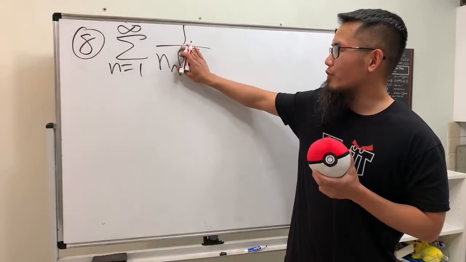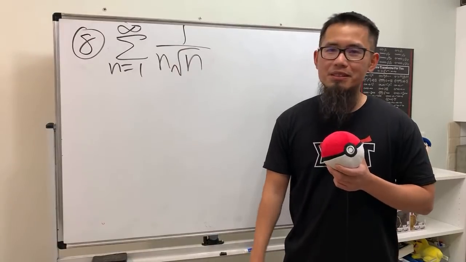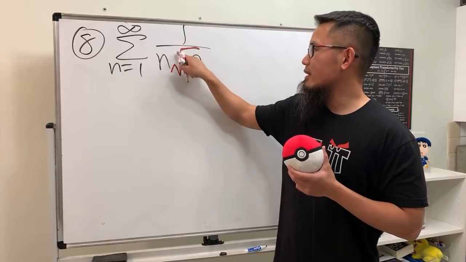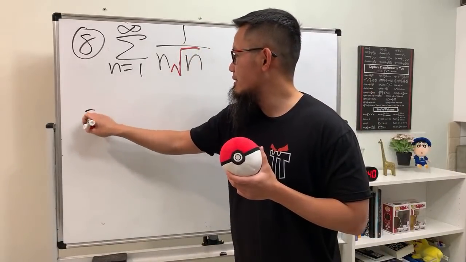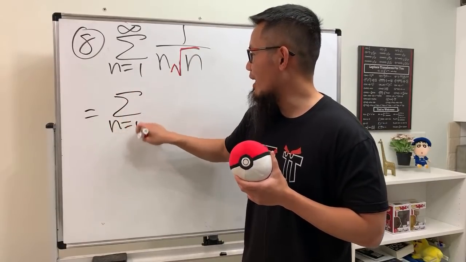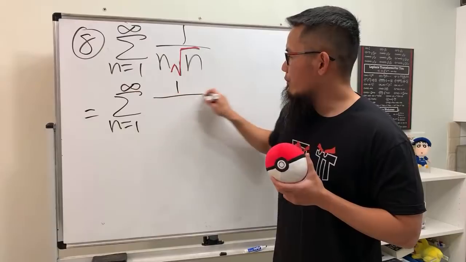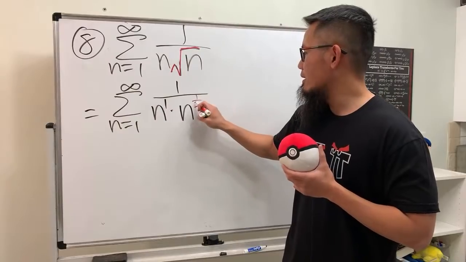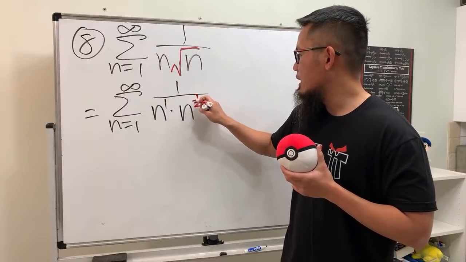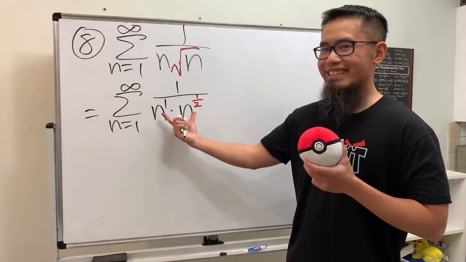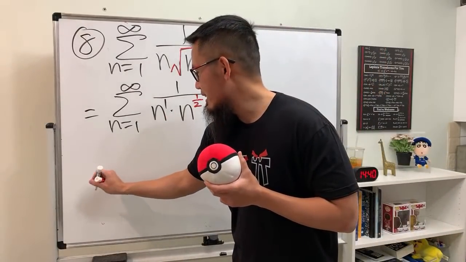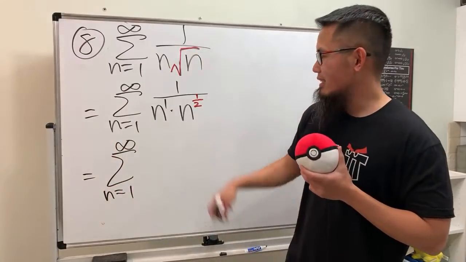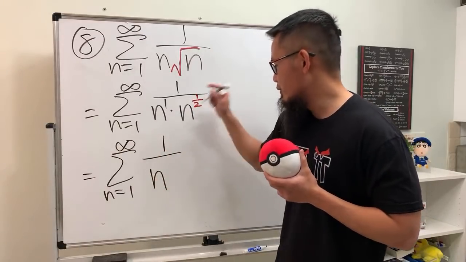Well, don't look at 1 over n, don't look at 1 over square root of n. This is not so bad at all because they are multiplying, right? So this right here, it's the same as the sum as n goes from 1 to infinity, 1 over n to the first power times n to the 1/2 power. Of course, we can just add the powers together. Therefore, we can see that this is just the sum as n goes from 1 to infinity, 1 over n to the 3/2 power.